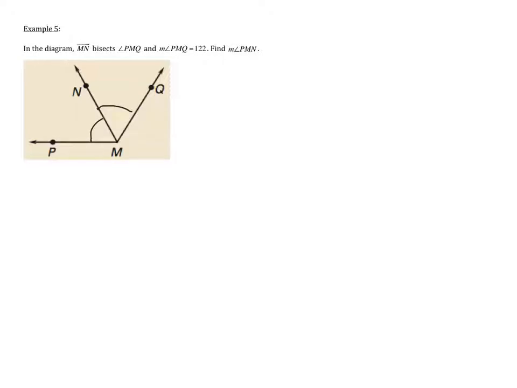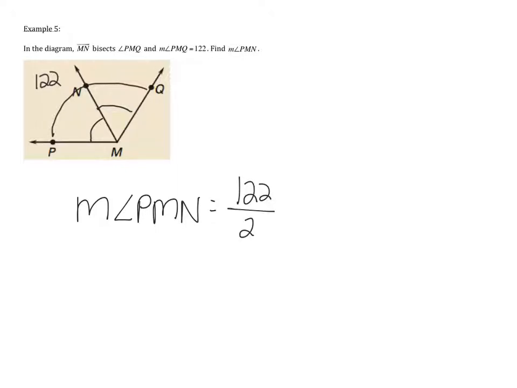So notice how as I'm reading through the problem, I'm marking in my diagram the information that I'm given. Next, we know that the measure of angle PMQ, so the whole angle, is 122 degrees. And they want us to find the measure of PMN. PMN is this bottom angle right here. So if we know that the total angle is 122 degrees and the 2 smaller angles are congruent, then all I have to do to find the measure of angle PMN, like the problem asks, is to take that total of 122 degrees and divide it by 2, since I know, again, that the 2 angles are congruent. So our answer would be 61 degrees.